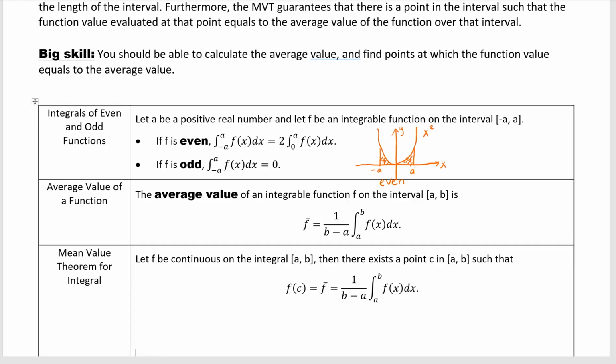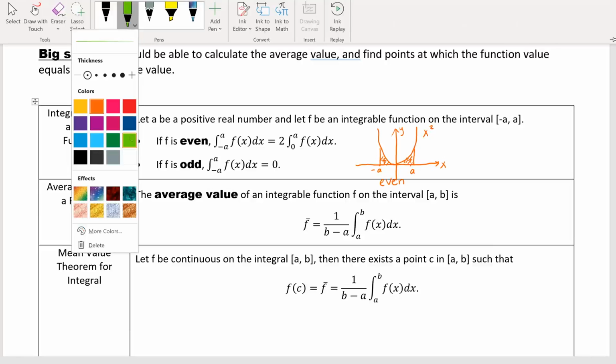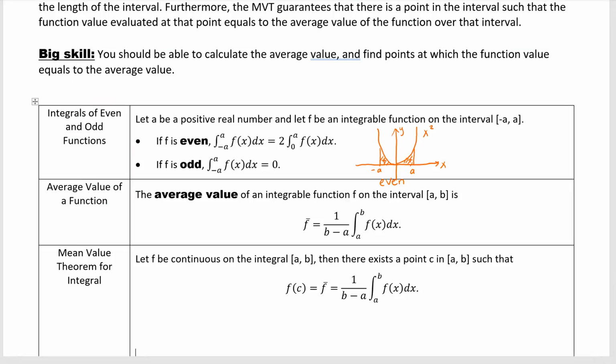What happens if f is an odd function? Well, can you give me an example of an odd function? Probably x cubed, right? So x cubed looks like that. Then we have minus a and a. So the integral from minus a to a is this guy. What happened here? Well, because this area is below the x-axis, it will be negative, and this area is above the x-axis, it will be positive.